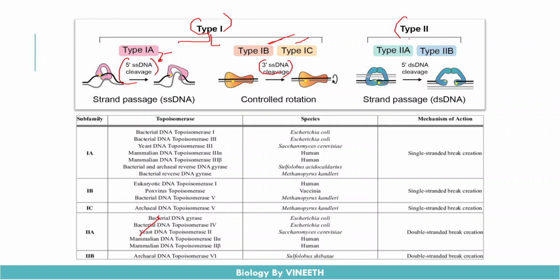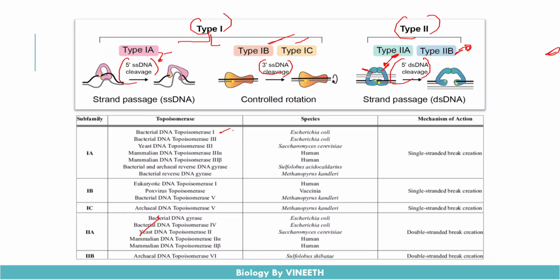Type 2A contains two monomers, one monomer and another, forming a heterodimer, but it binds with the 5' phosphate only as a transient covalent bond. Type 2B contains a single monomer, which is involved in the entire mechanism. These are the actual roles of topoisomerase.